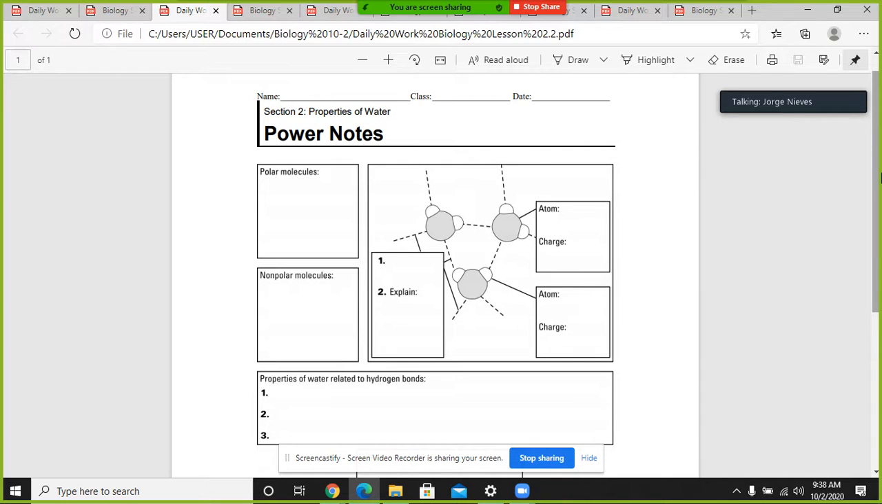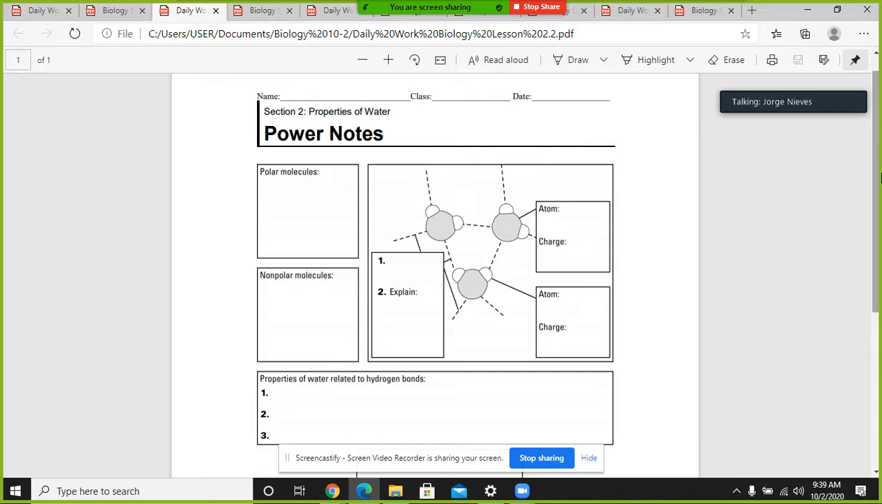So that's basically what we mean by a polar molecule. It's a molecule that has regions with slightly electrical charges. Nonpolar molecules are the opposite. They are molecules with no charged regions due to equal pull of electrons. So this is the difference.